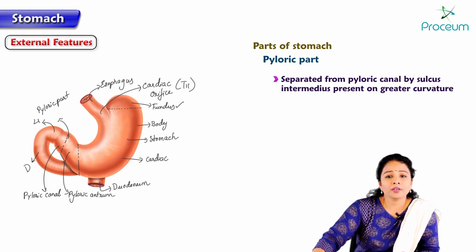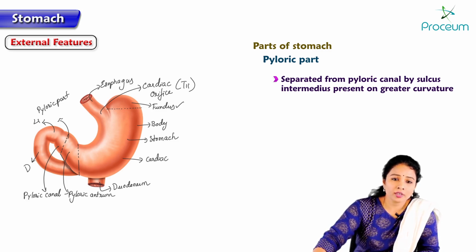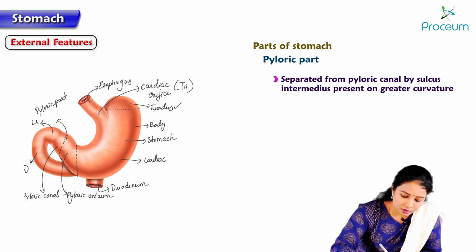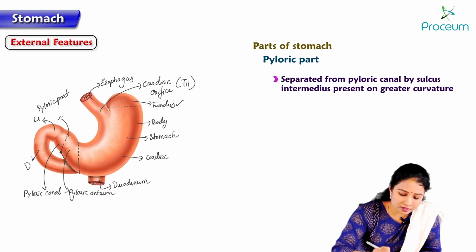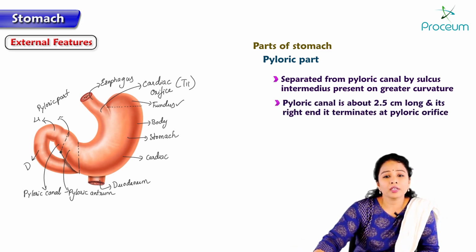The pyloric antrum is separated from the pyloric canal by a sulcus intermedius, which is located on the greater curvature. So here is the sulcus intermedius. The pyloric canal is about 2.5 cm long and its right end terminates at the pyloric orifice.